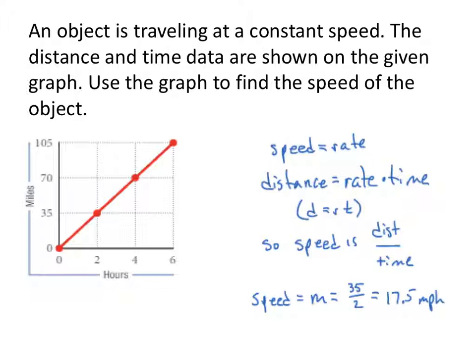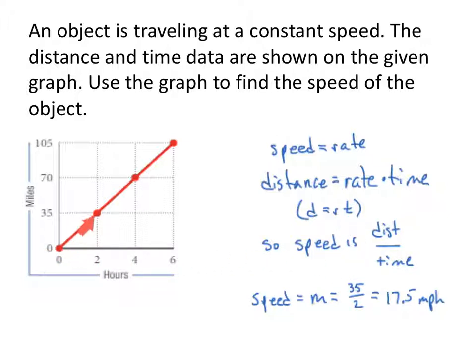Let's take a look at a little word problem type of thing using slope. An object is traveling at a constant speed. The distance and time data are shown on the given graph. Use the graph to find the speed of the object. And my thinking is this: speed is a rate. I know that I have distance and time data, and I know that distance equals rate times time. I call this the DIRT equation, D equals I-R-T. So my speed, my rate, is going to be distance divided by time.